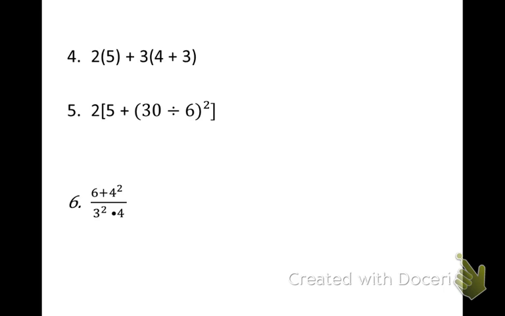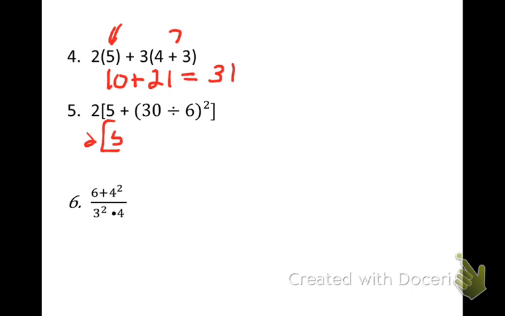Here we do have some grouping symbols, but what is this grouping symbol here used for? This is just used as a way to show multiplication, so there's not really anything you can do inside the parentheses, so we need to come over here and start. 4 plus 3 is 7. Now I'm going to do my multiplication. 2 times 5 is 10, plus, again, number in front of parentheses means multiply, 21, so then I would get 31.